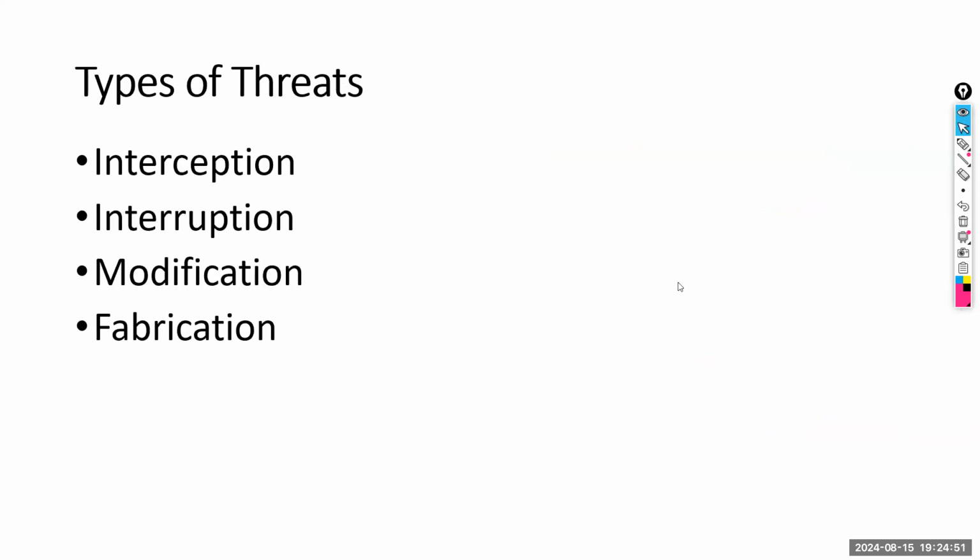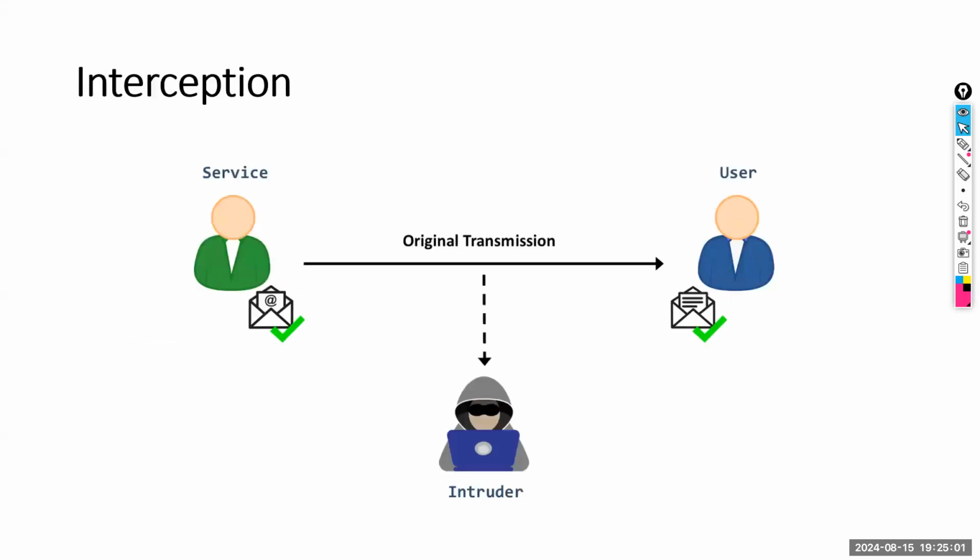Right. So now let's look at it in a different way: the types of threats. So what are those types of threats? Interception, interruption, modification, and fabrication. These are self-explanatory, therefore I'm going faster. Interception means you just intercept. You just read it, you just get the messages, you just watch it, but you don't do any modifications and so on. So it's a passive attack.